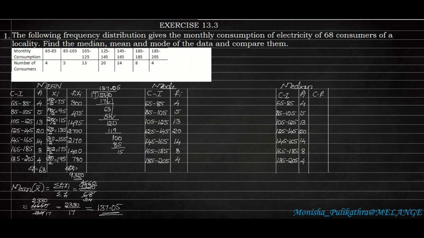Next, we have to calculate the mode value of it. Okay. So in the mode, first we have to find out which is the largest frequency. The largest frequency here given is 20. So we have to select this row.